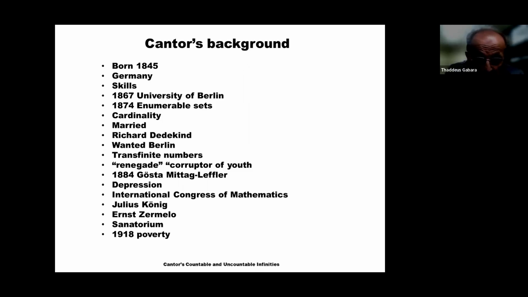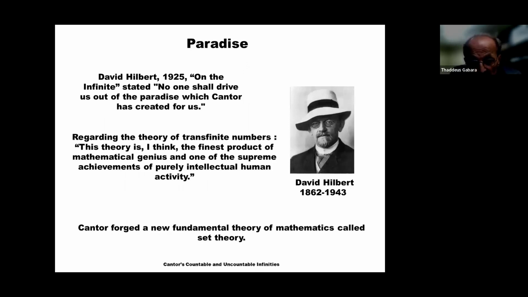So he struggled to get his ideas in, and in 1925, David Hilbert wrote a paper on the infinite. And inside this paper, he stated, "No one shall drive us out of the paradise which Cantor has created for us." And in that same paper, he said, regarding the theory of transfinite numbers, this theory is, I think, the finest product of mathematical genius and one of the supreme achievements of purely intellectual human activity.